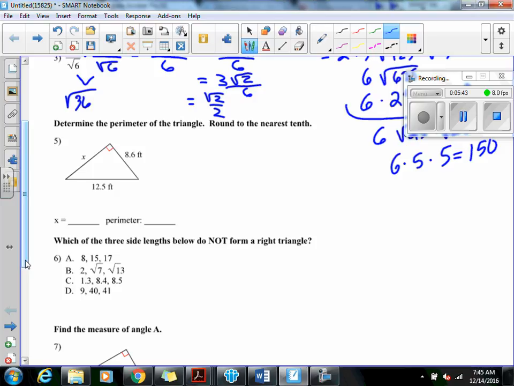Okay. And so in this problem, we had to find the perimeter. Perimeter is the distance around the figure. So we were missing this length right here. If we know two sides of a right triangle, how do we find the third side? Pythagorean theorem. So this was a hypotenuse, this was a leg. So we have a squared plus 8.6 squared equals 12.5 squared.